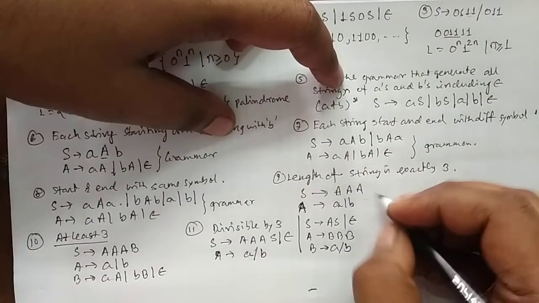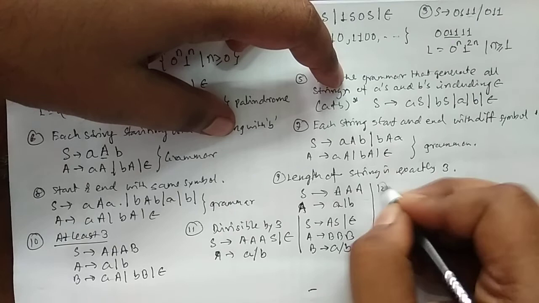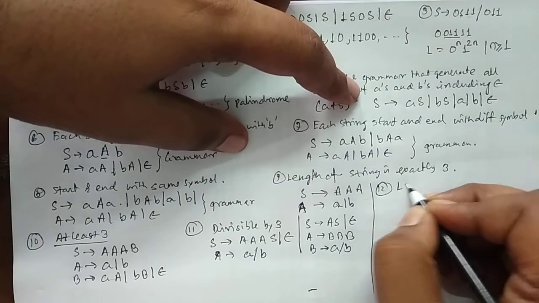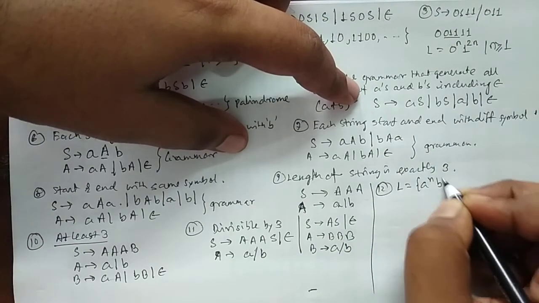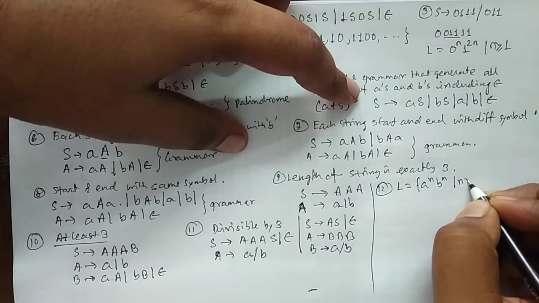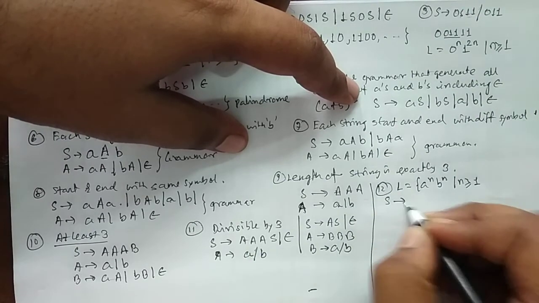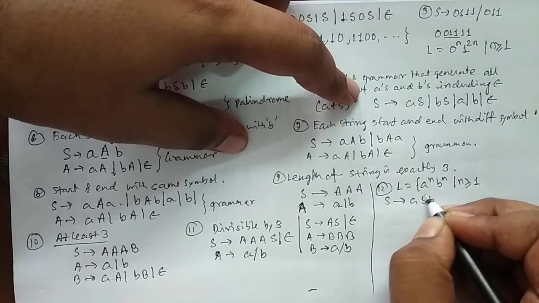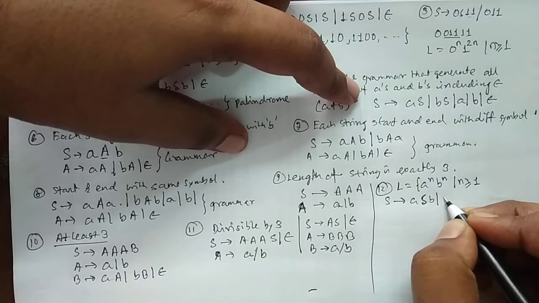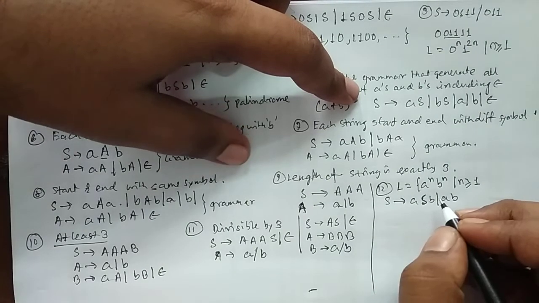Now, number 12. The language is given as a^n b^n, where n is greater than or equal to 1. So what is the grammar? The grammar will be nothing but this: S to aSb, and the other is ab.